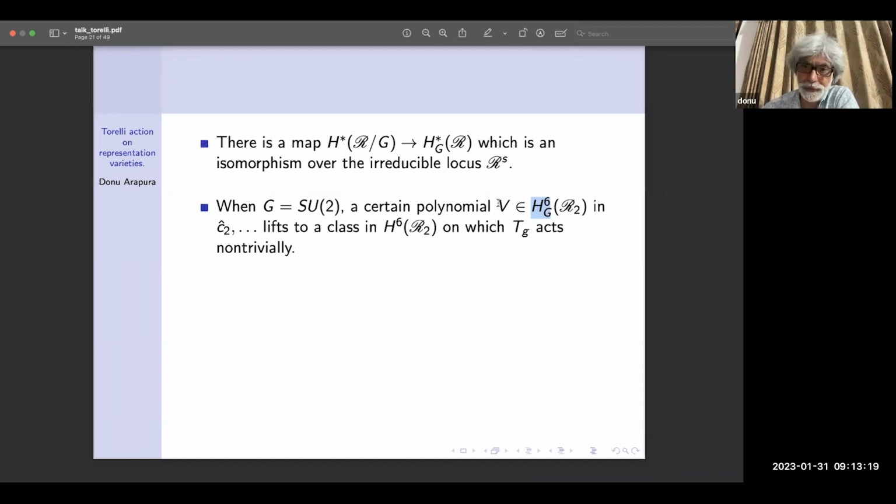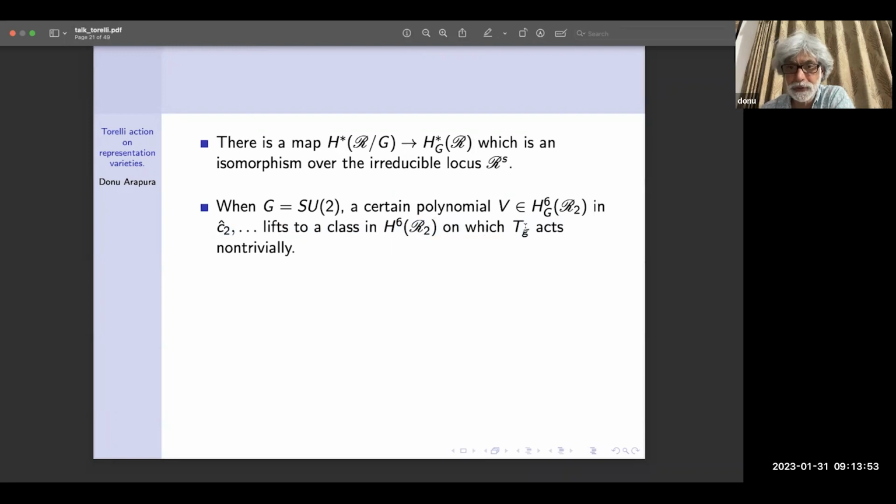Yeah, so there's a certain polynomial which I prefer not to write, but it's not very complicated. It's a polynomial in these terms which I alluded to in the previous slide, C2 hat, etc. Sorry, this lives in equivariant cohomology of R2, and it lifts to a class in the true cohomology.